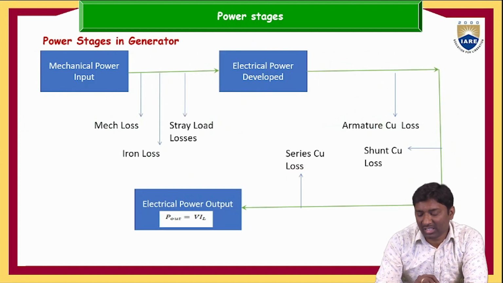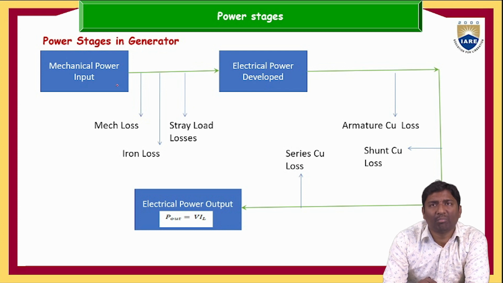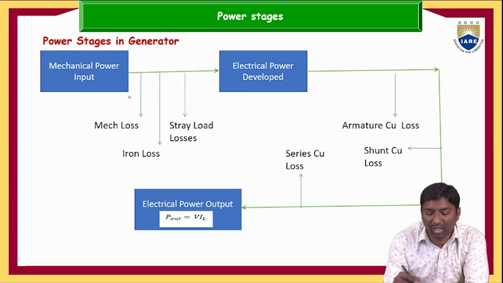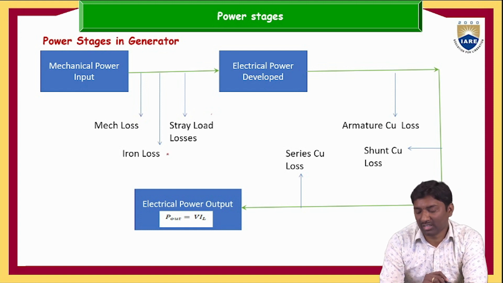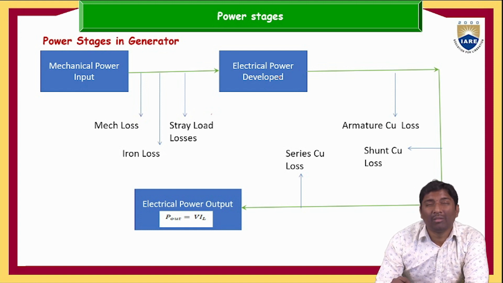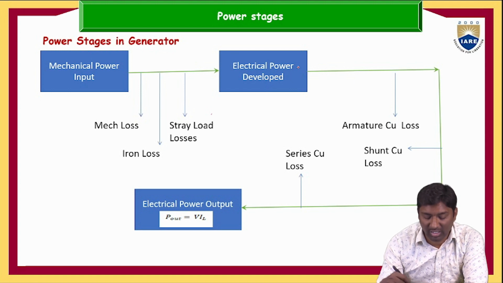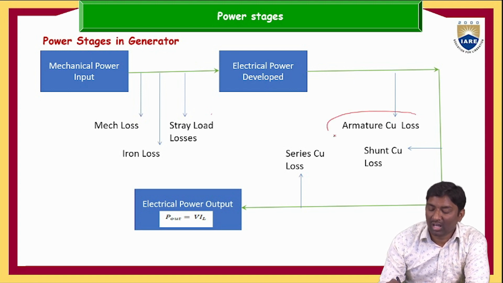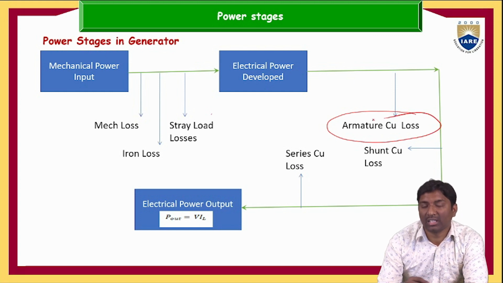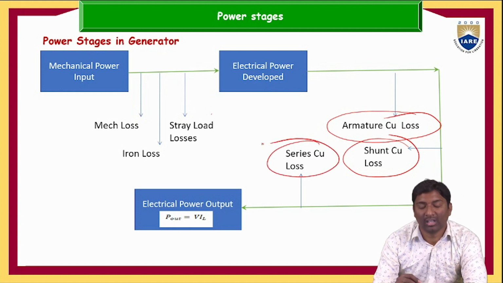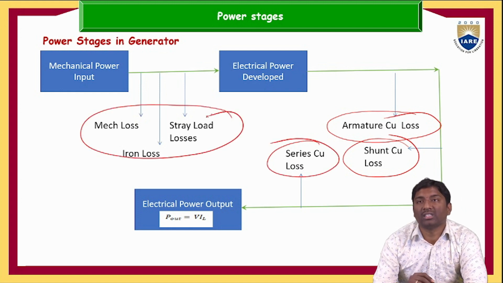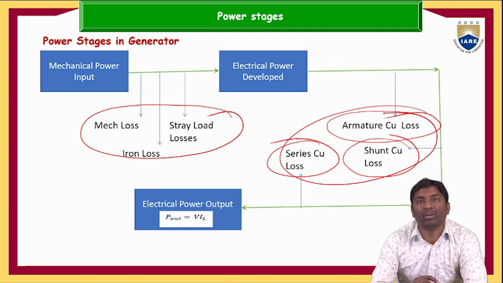So, the power stages in a DC generator: between the input mechanical power and the power developed in the armature winding, we get the mechanical losses, stray load losses and iron losses. Between the mechanical power developed in the armature and the output power we get the electrical losses, that is armature copper losses, shunt copper losses and series copper losses. These are the constant losses, and these are the variable losses.